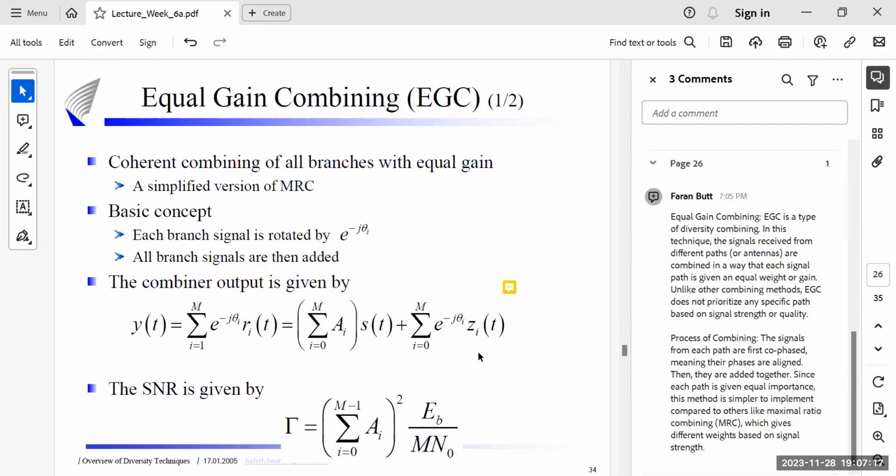You can say that this is a much simplified version of the maximal ratio combining. And the SNR is given by this expression. Obviously, this is derived, but this is how it works.